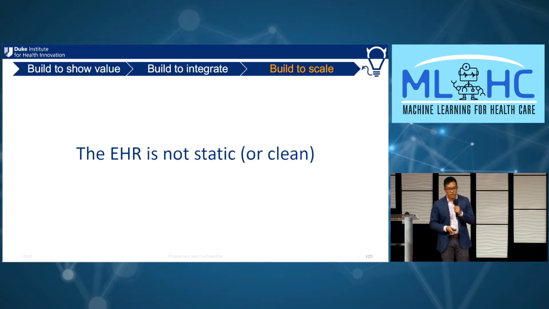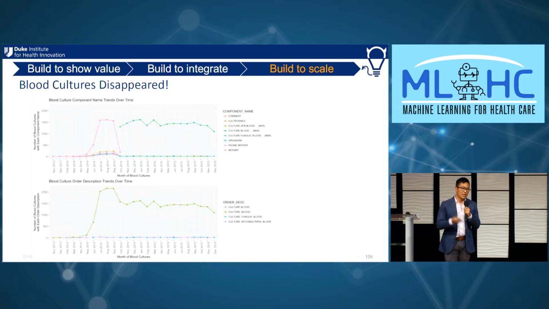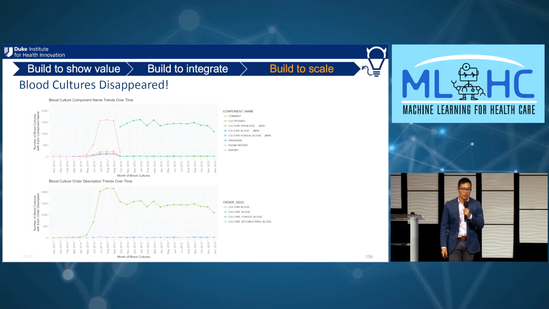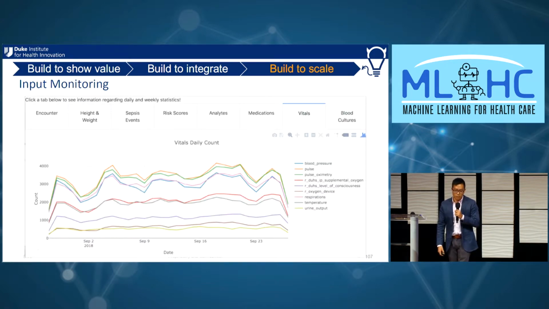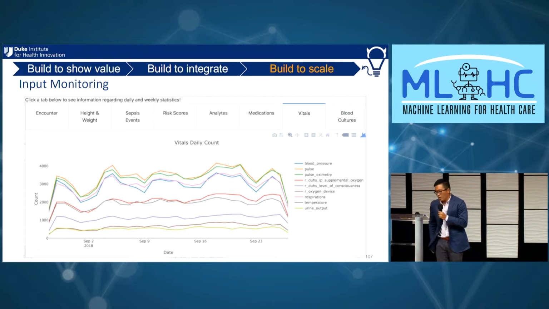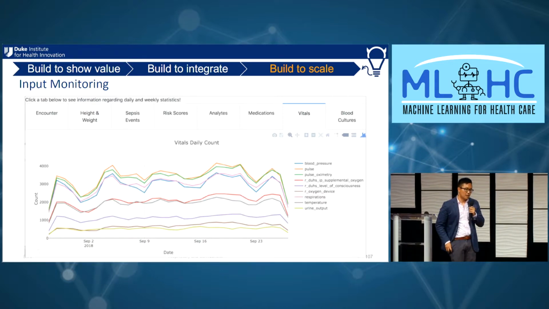OK, the other thing is that the EHR is not static or clean, as many of you might know. We've had things happen like certain values just changing name randomly. This happened with blood cultures, which was very important for our sepsis model. We actually noticed in production that we had a level of consciousness variable that somebody decided to rename, and it just disappeared from our system. So we've built a lot of input monitoring to make sure that doesn't happen, right?